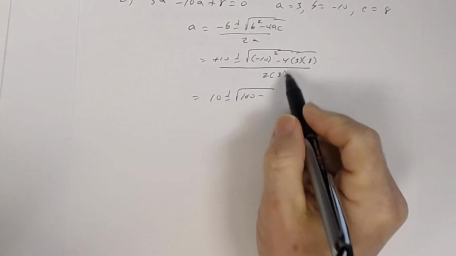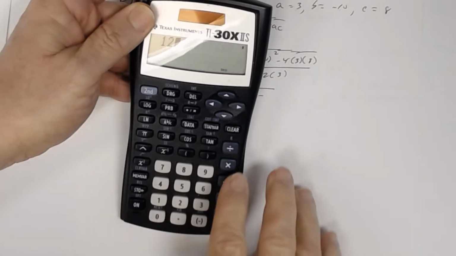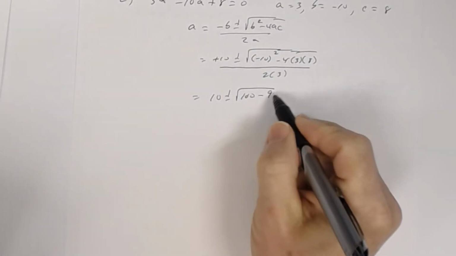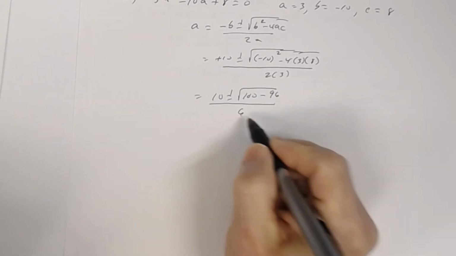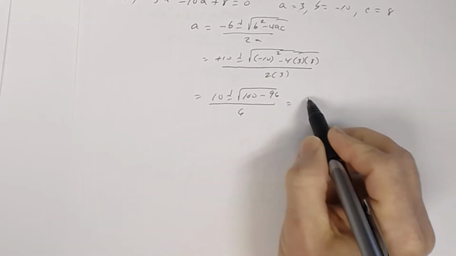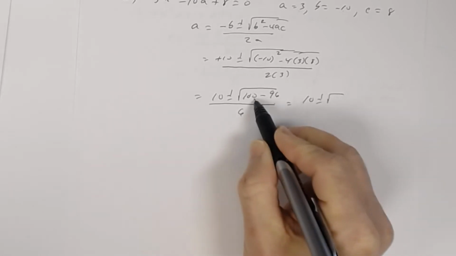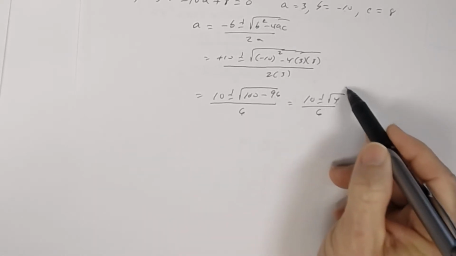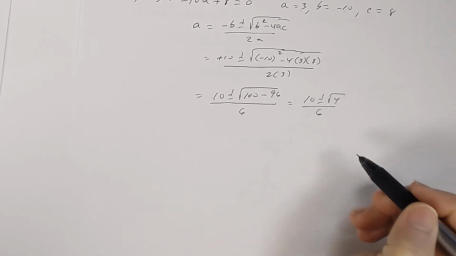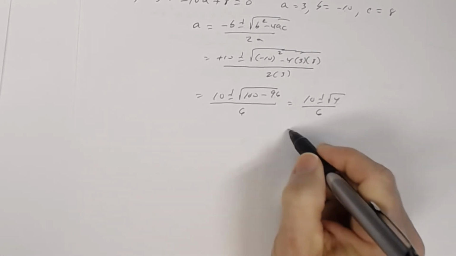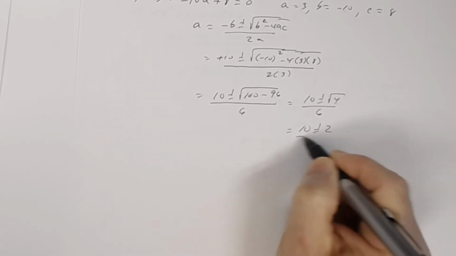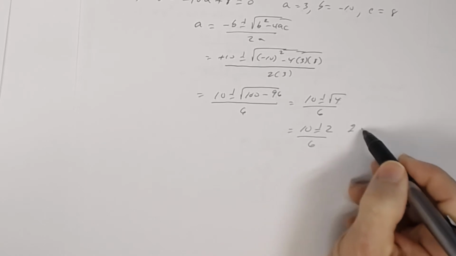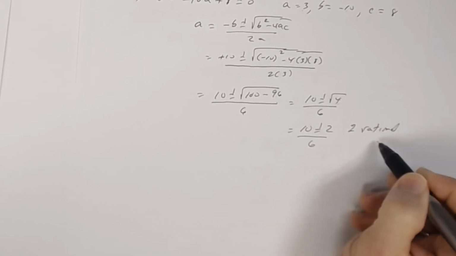Okay, and then subtract 4 times 3 times 8. So 4 times 3 is 12. 12 times 8 is 96. All divided by 2 times 3, which is 6. And so then I get 10 plus or minus the square root of 100 minus 96 is 4, divided by 6. And this one's an easy one. You all know that 4 is a perfect square. So I'm going to rewrite this as 10 plus or minus 2 divided by 6. And so notice that since 4 is a perfect square, I'm going to get 2 rational solutions.